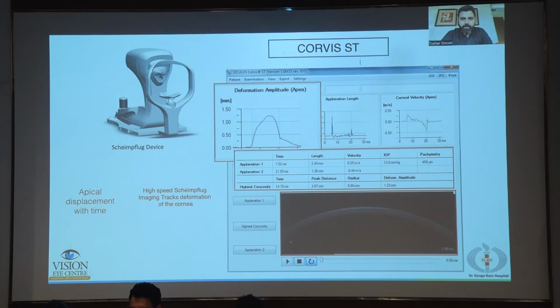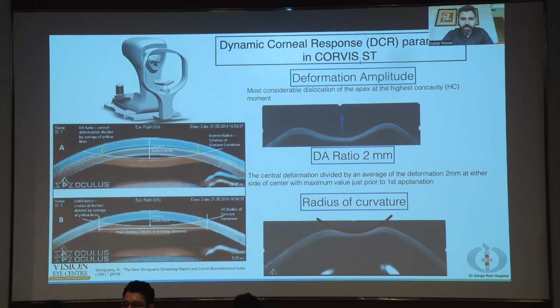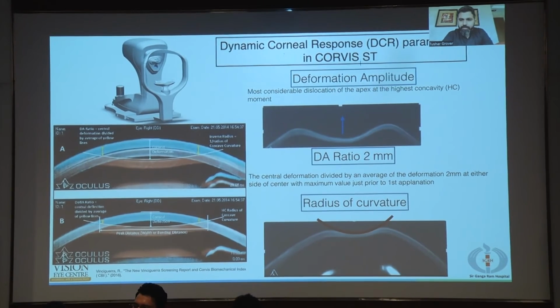The relatively newer instrument called the Corvis ST is also gaining a lot more functionality now because there are a lot of updates that have been coming. This uses an air puff induced deformation, which is tracked by a Scheimpflug imaging device, which captures multiple cross-sectional images of the cornea. The parameters that you get in this include things like deformation amplitude of the cornea, deformation amplitude ratio, and the radius of curvature.